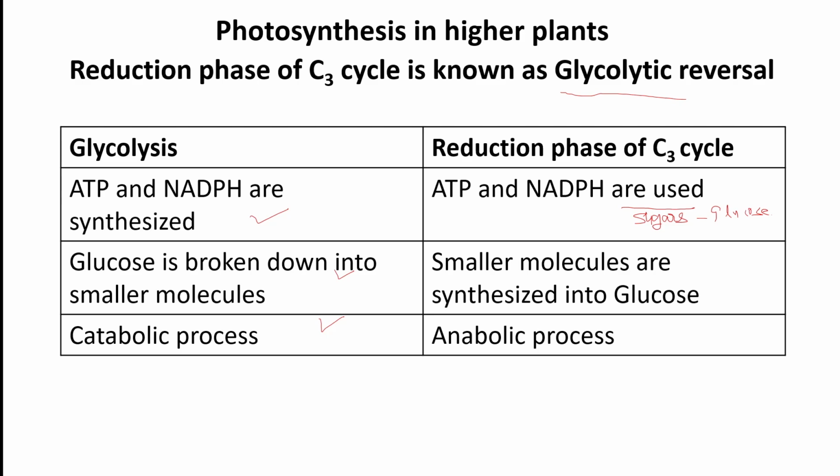Whereas in the reduction phase of the C3 cycle, what happens? Smaller molecules are initially synthesized, which are 3-carbon compounds, and then they combine to form a 6-carbon molecule, which is known as glucose. Glucose is C6H12O6. That's why it is called an anabolic process. So here you can clearly see the reduction phase of the C3 cycle is the reverse of glycolysis.